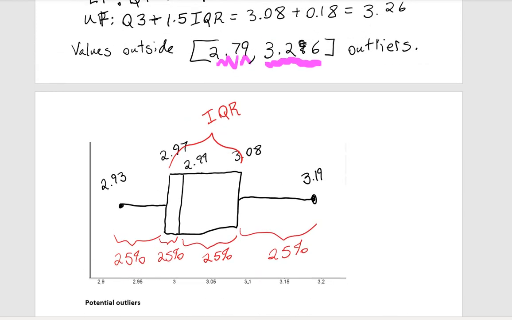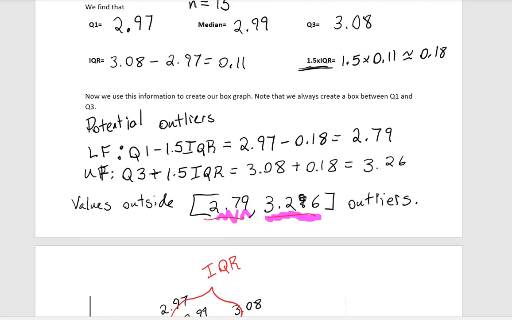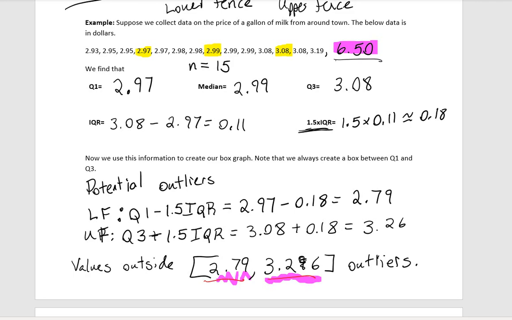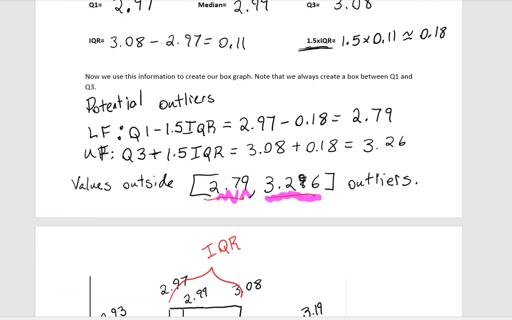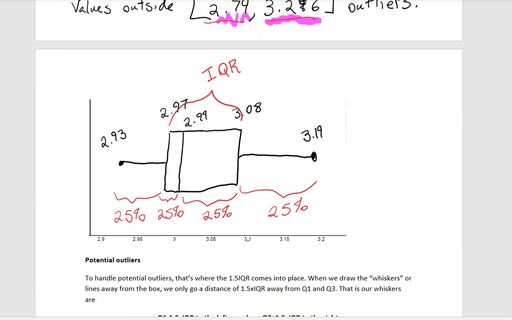Now, notice that we did not put these values on our box plot. We still need to put down, however, that somebody told us they were going to spend $6.50 on a gallon of milk, but we also want people to know it's an outlier. So what we do is put a star of some kind in our observation. The star is saying, hey, this isn't connected to the box plot because this is a potential outlier.